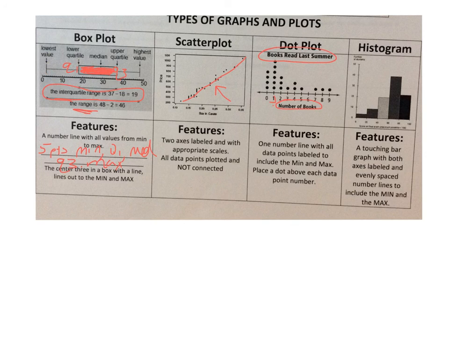And the last one is a histogram, a touching bar graph with both axes labeled and evenly spaced number lines to include the min and the max. As you can tell, in this case, there is no break, and there was no break needed, obviously, in the data. Pay attention if they ask you to graph a histogram on the final exam. Make sure that you use a break if it is needed. The other feature, like it says right here, is that it's a touching bar graph. No spaces. Okay? Those are the major keys we're talking about when we're talking statistical data and statistical graphs.